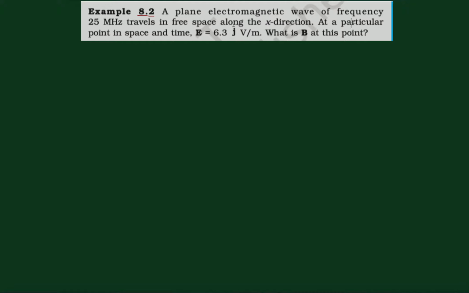एक प्लेन इलेक्ट्रोमैग्नेटिक वेव्स है और फ्रीक्वेंसी 25 मेगाहर्ट्ज. So frequency is 25 megahertz. So mega means 10 to the power 6. This is 25 cross 10 to the power 6 hertz. Okay, so it travels in free space along x direction. So electromagnetic waves is moving along x direction. This is very important. Direction of propagation of the wave.